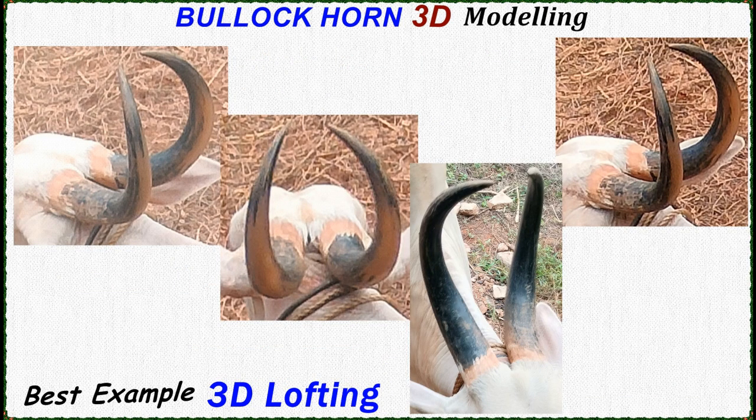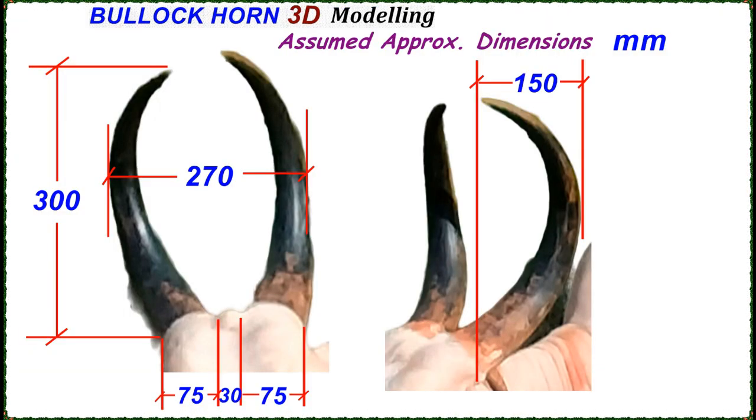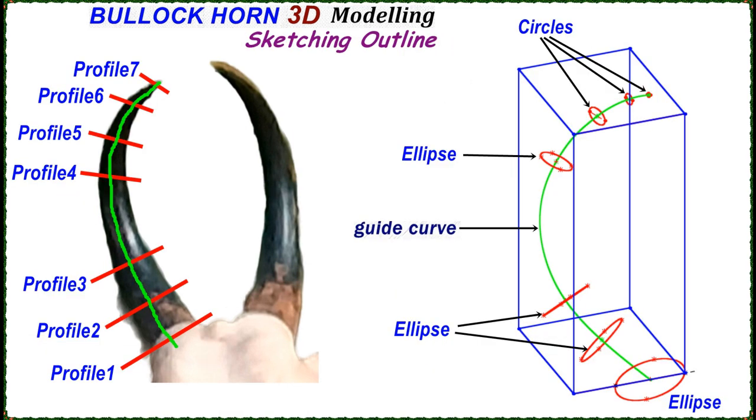Additional pictures of the bullock horn in different angles. These are the assumed approximate dimensions in mm of the bullock horn. This is the sketching outline or pre-plan. The horn is divided into 7 profiles with a guide curve or center line. Profiles 1 to 4 are ellipses and the rest are circles.